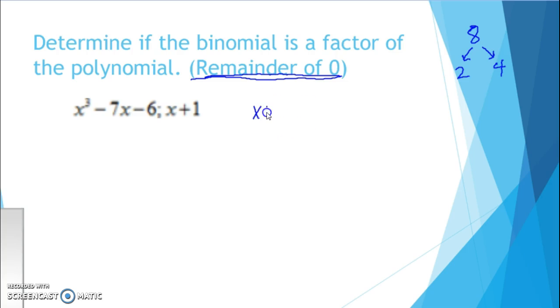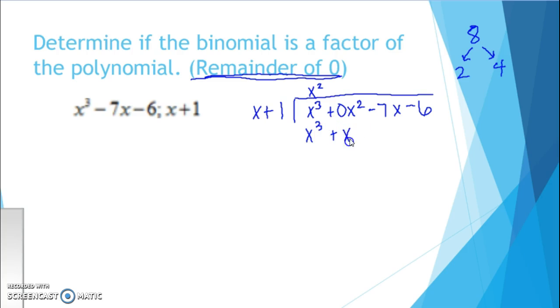So I'm going to set it up, x plus 1 goes on the outside, and then under my division bar I have x cubed, so my next one needs to be x squared, but we skipped it. So I'm going to put a 0x squared, and then a minus 7x minus 6. So I've got 3, 2, 1, and no x. Right, so x to x cubed, we've got to multiply by x squared. That's going to give me x cubed, and then 1 times x squared is just x squared. So I subtract, my x cubes cancel, 0 minus 1 is negative 1, so we get negative x squared. Bring down the negative 7x.